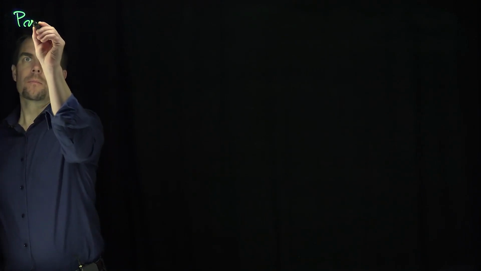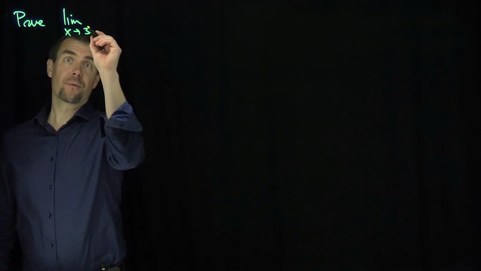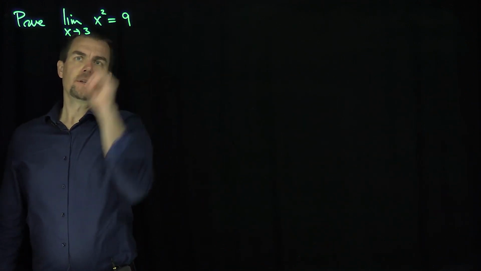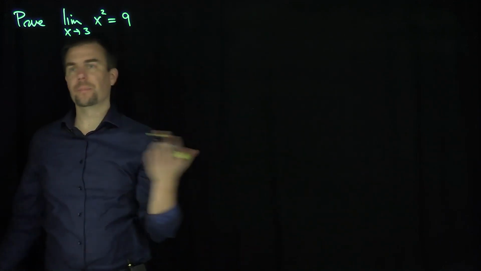Hello students, in this video we'll consider the limit of a power function. So let's prove the limit as x approaches 3 of x squared is equal to 9. Okay, so we have a good sense of why this is true. If I plug in 3, I'm going to get 9.